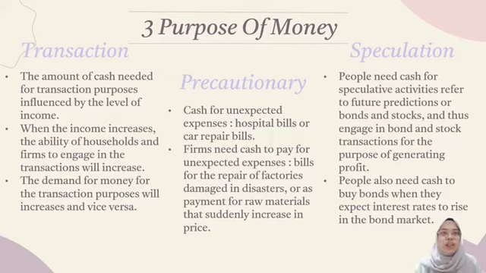Last one, speculation motive. People need cash for speculative activities referred to future prediction of bonds and stock, and thus engage in bond and stock transaction for the purpose of generating profit. People also need cash to buy bonds when they expect interest rates to rise in the bond market.